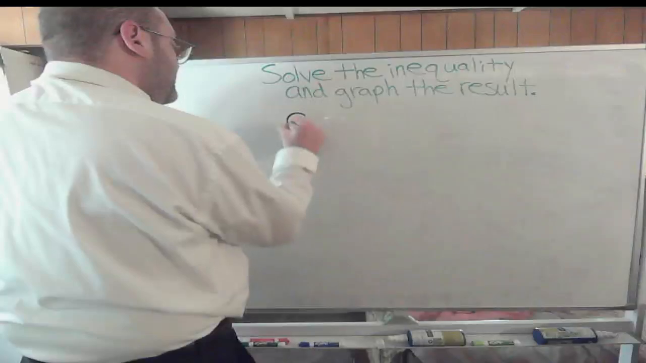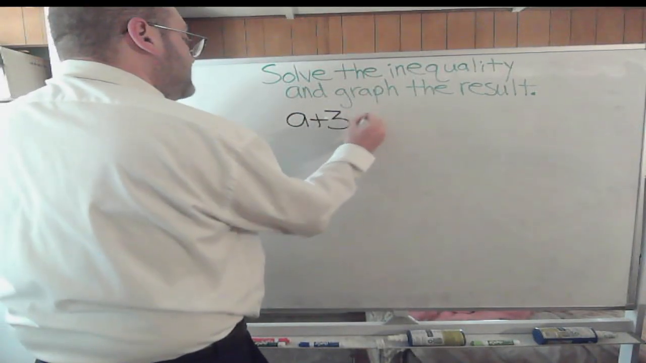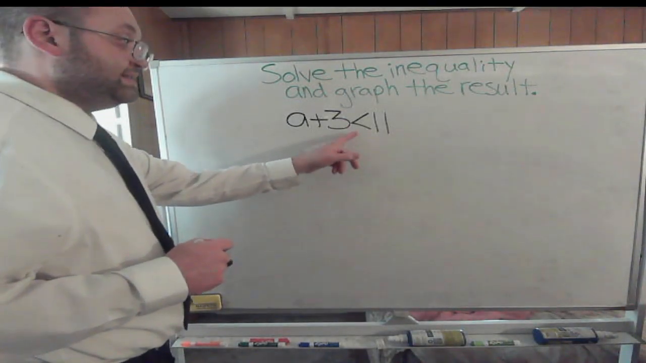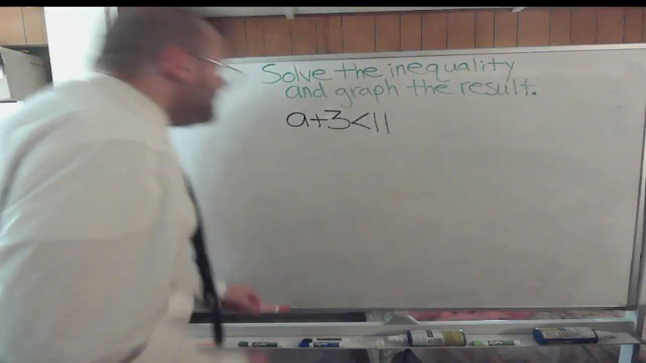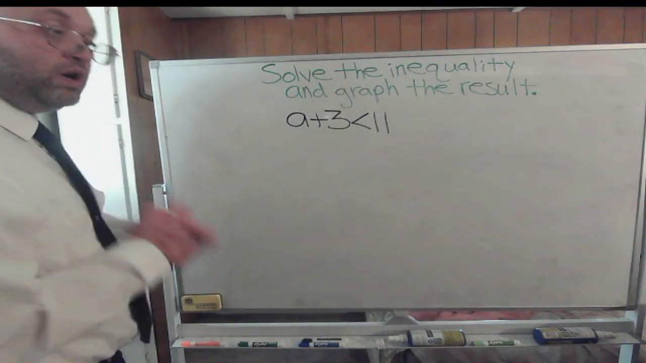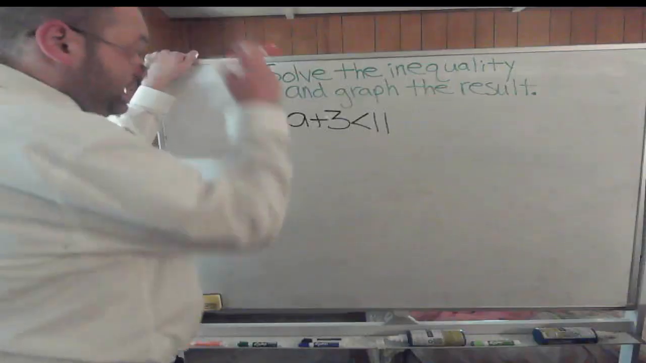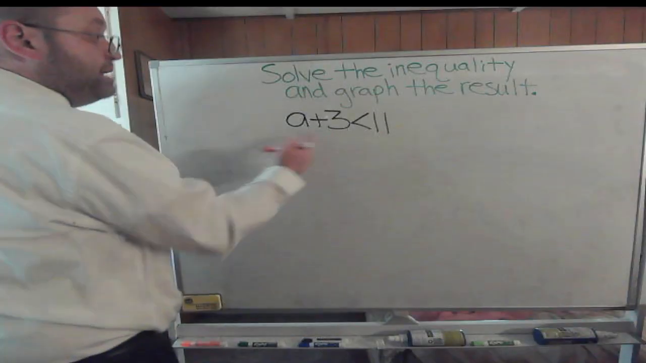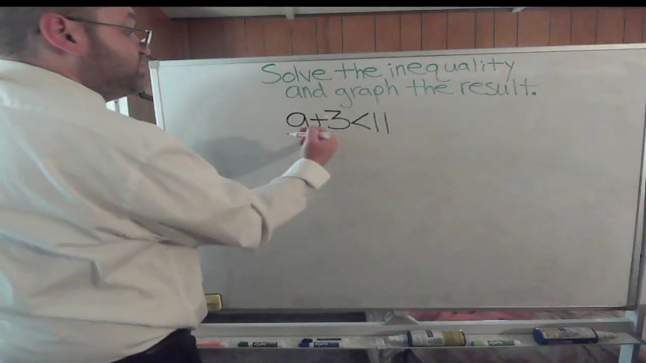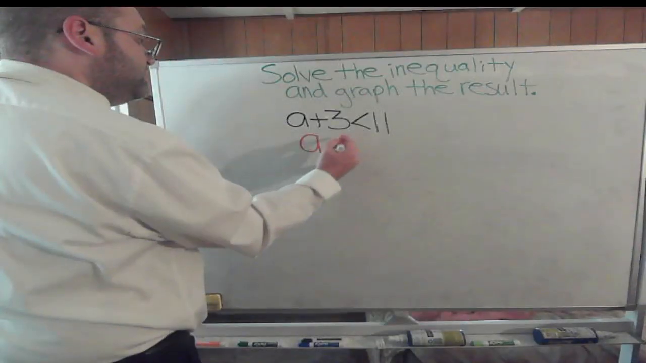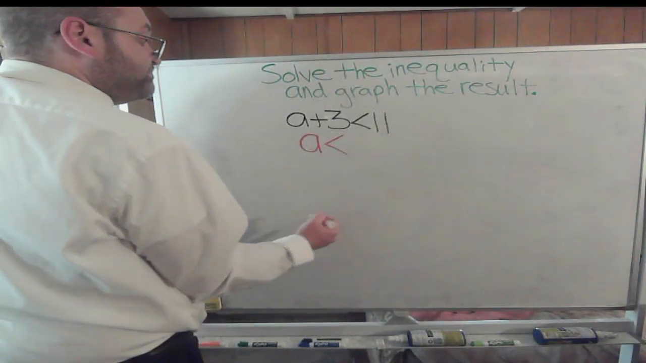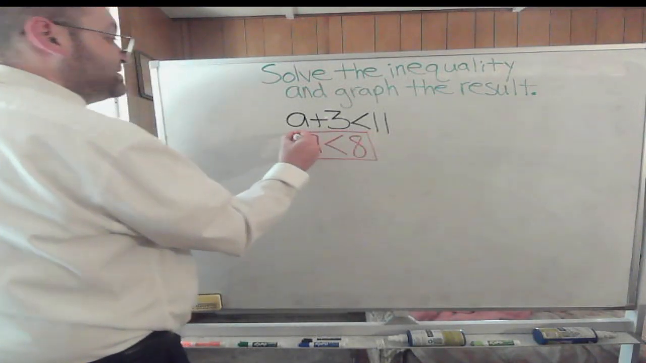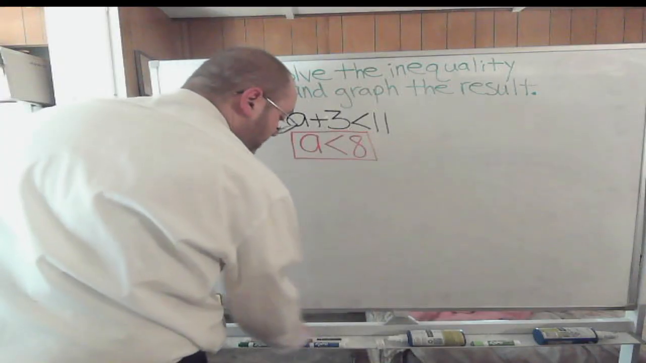How about a plus 3 is less than 11? So this time we have a plus 3 is less than 11. Well, again, to solve the initial inequality, you're going to treat it like you would if it were a plus 3 equals 11. You're going to want to get a by itself, so you subtract 3 from each side. You subtract 3 from the left side, you'll just get a by itself. That'll be less than 11 minus 3, which is 8. So the answer to this is going to be a is less than 8. That would be the answer to this inequality.